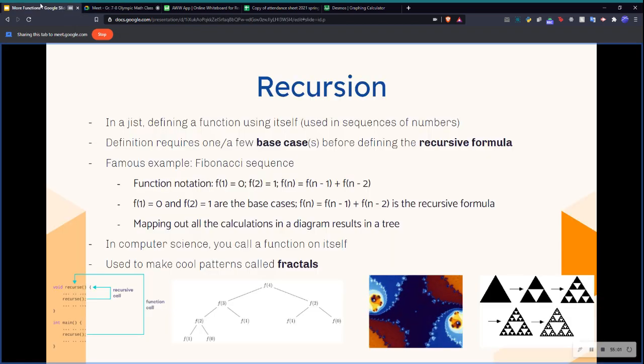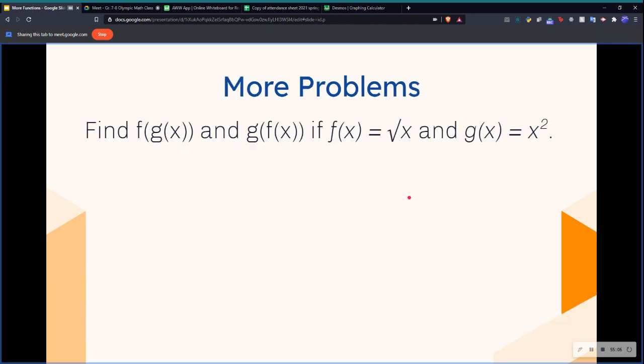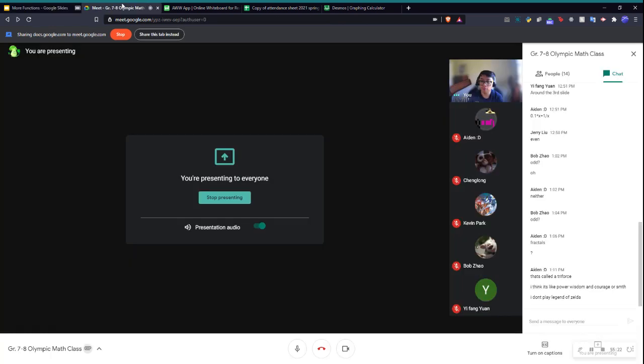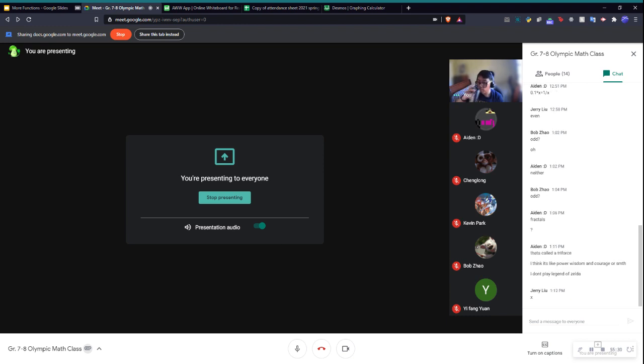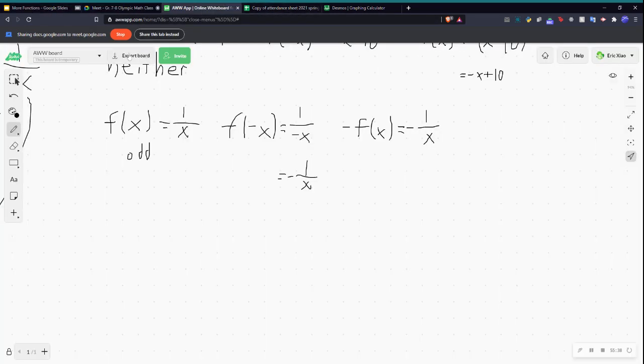If there are no questions, let's do some final problems. Let's try this one out, okay? Find f of g of x and g of f of x if f of x is equal to square root of x and g of x is equal to x squared. All right, I'll give you guys a minute to figure that out. Jerry got the answer. It's x for both of them, right? Let's see why.